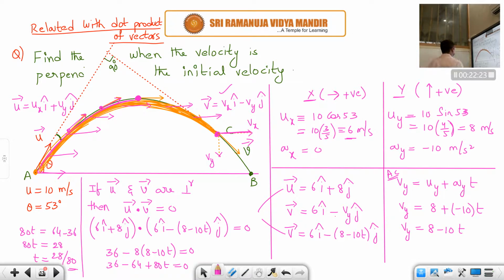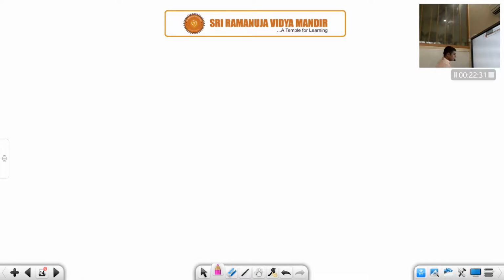Okay, students, so I hope you are clear. Now I'll solve one slightly extended problem, which is very, very interesting. In the previous problem I took only one ball. Now I'll take two balls. So first I'll explain the question.